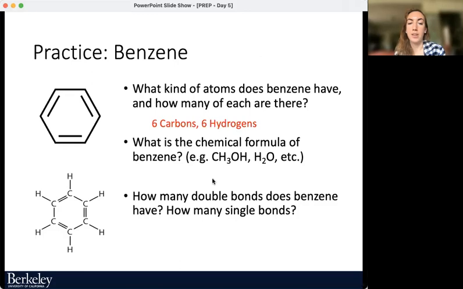Okay, so then we can just use our subscripts to write it out. So we can write C6H6. Again, you could write CHCHCH, CHCHCH, but that would be annoying to have to write out. So we can just write it as C6H6. And then when we actually count the bonds, we can see 3 double bonds right here, and then 1, 2, 3 single bonds between the carbons, and then 6 more single bonds between the C and H.